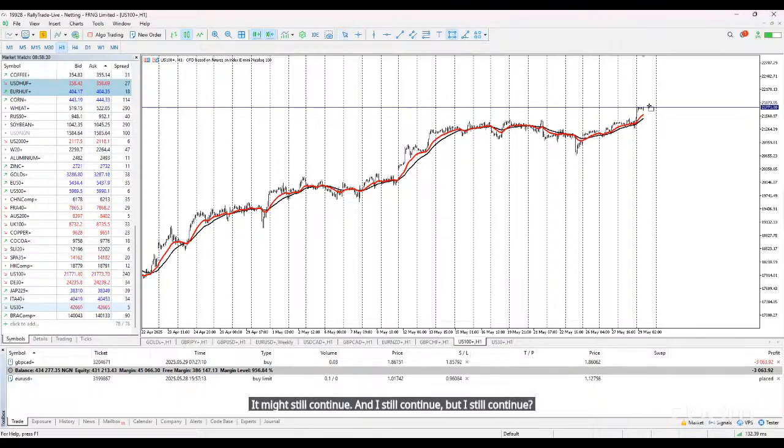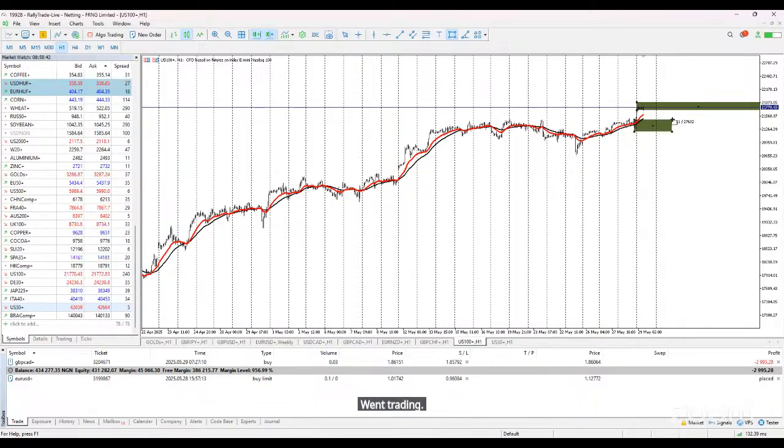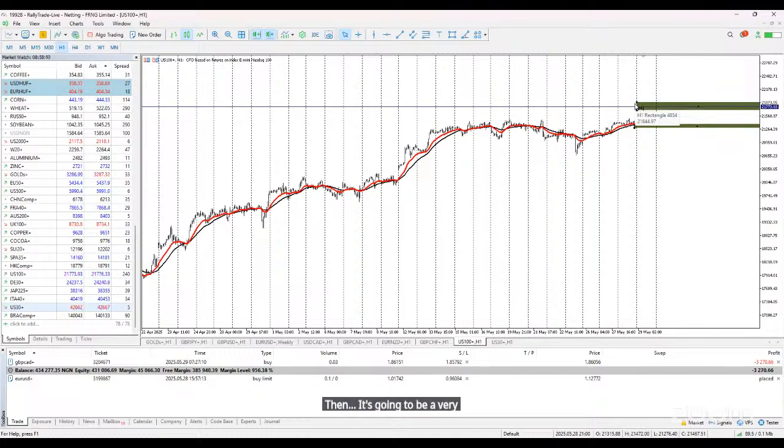So for US 100, this is the region. Don't forget, you should be mindful of your stop loss when trading indices. Then it's going to be a very short buy. Like I said, it's going to be a very short buy.